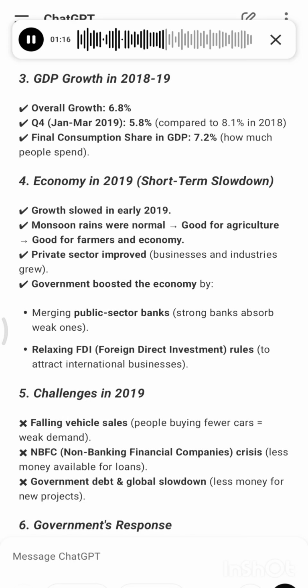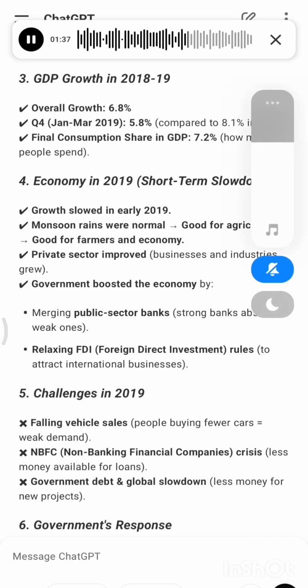4. Economy in 2019, short-term slowdown. Growth slowed in early 2019. Monsoon rains were normal, good for agriculture, good for farmers and the economy. The private sector improved, and businesses and industries grew. The government boosted the economy by merging public sector banks, so strong banks absorb weak ones, and by relaxing FDI, foreign direct investment, rules to attract international businesses.